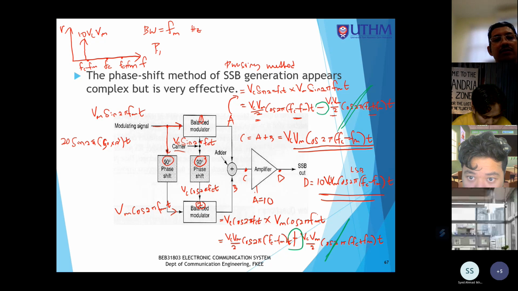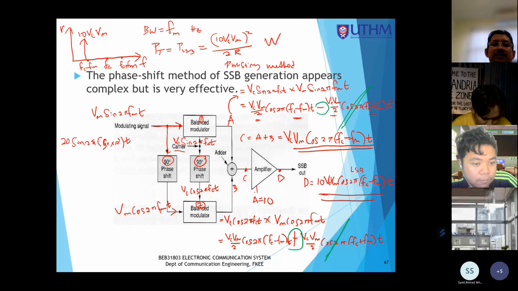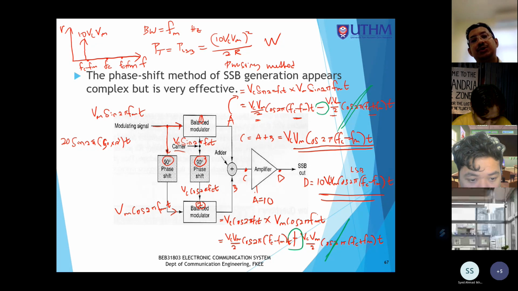What about the total power? So the total power is equal to power of the lower sideband, which is equal to 10 VCVM square dibahagikan dengan 2R. So kita akan dapat dalam sebutan watt. Nampak, so saya telah menjawab contoh soalan yang lepas. Contoh soalan yang lepas kita tanya sehingga power. Okay, we ask until the power calculation. So nampak apabila kita nak mengira power, kita perlu tahu dia punya equation terlebih dahulu.